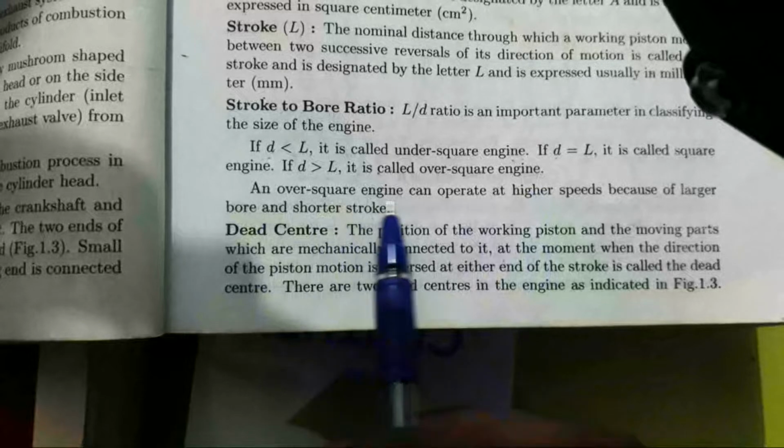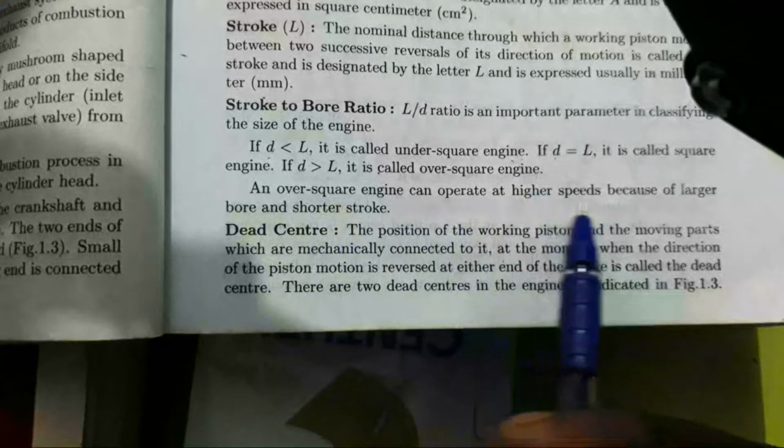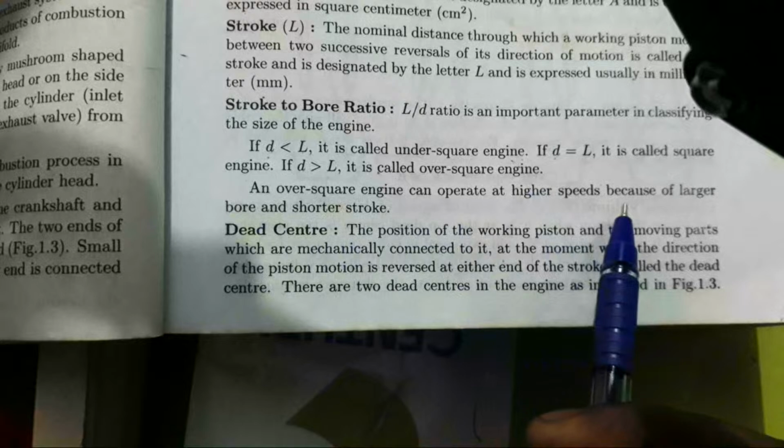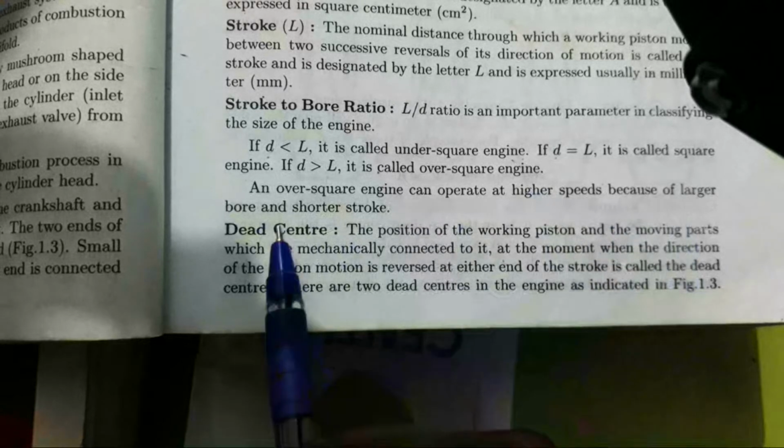An over square engine can operate at higher speeds because of larger bore and shorter stroke.